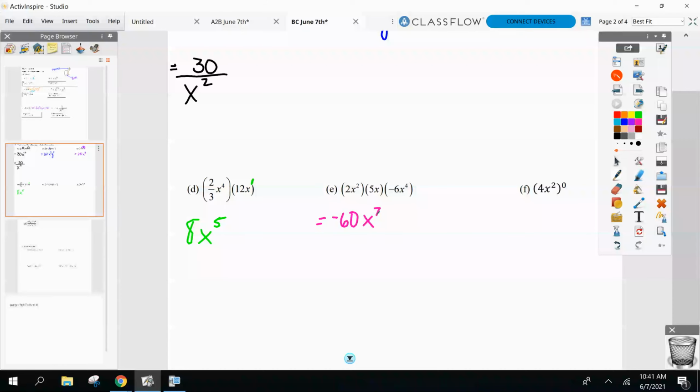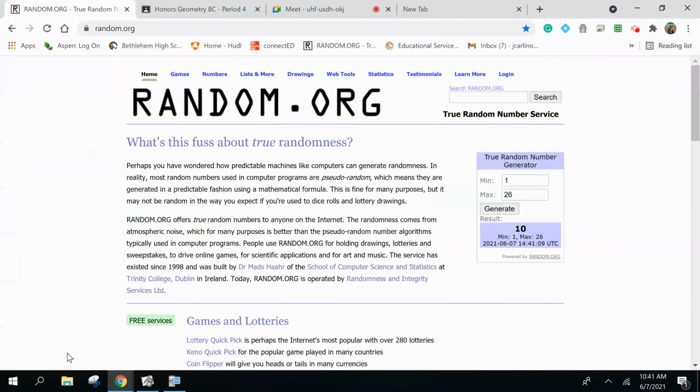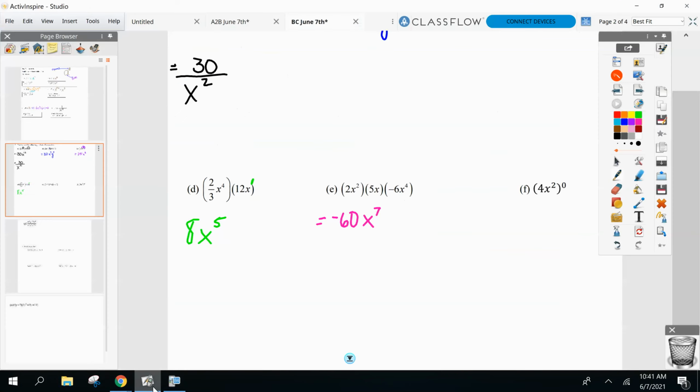Ooh, how about F? 4x squared, all raised to the 0. And it's just 1, right? That's it. Yeah, it's just 1. And look, because I put the parentheses, everything in the parentheses is being raised to the 0. So anything raised to the 0 is just 1. Maybe some of you start doing this. Ready? Watch. Do it with me.